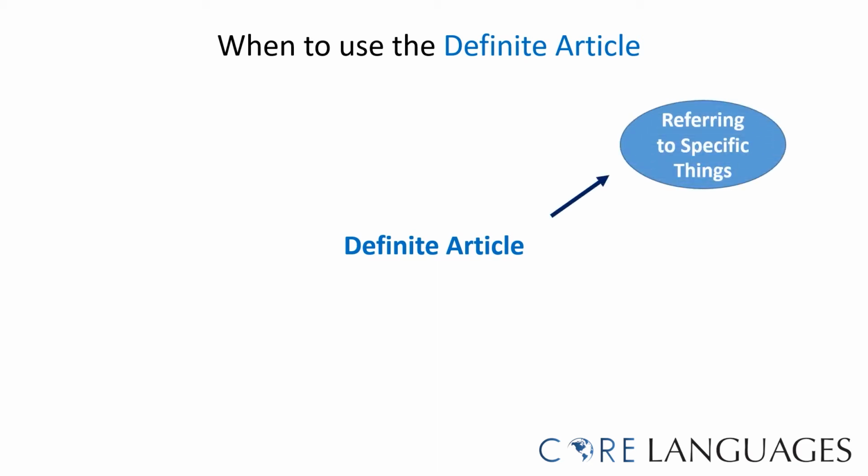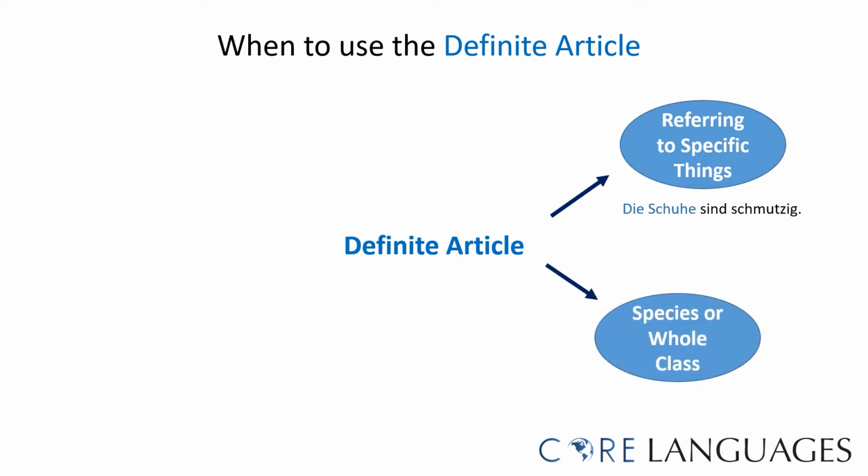It is important to understand when it is correct to use the definite article. We use the definite article to refer to specific things or things that were previously mentioned. For example, die Schuhe sind schmutzig. The shoes are dirty. In this example, we are referring to a specific pair of shoes. We also use the definite article to refer to a species or whole class. For example, der Löwe ist ein gefährliches Tier. The lion is a dangerous animal.